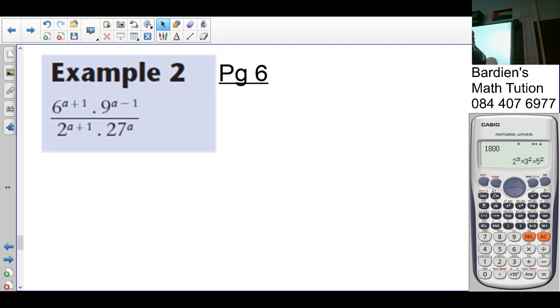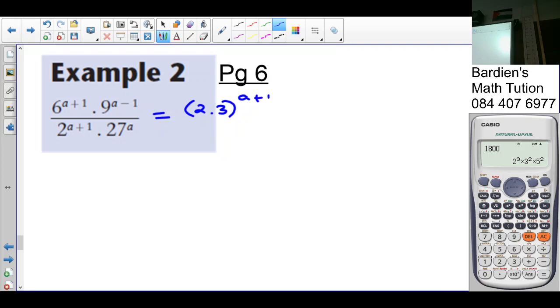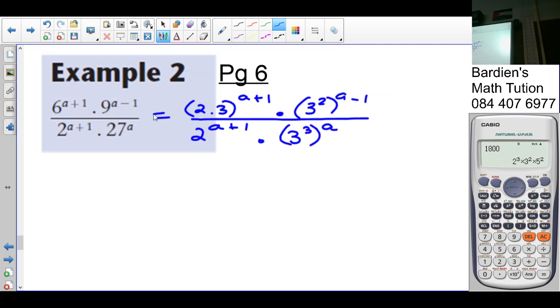Right, so writing it in products of its prime factors. 6 can be written as 2 times 3, raised to the exponent a plus 1. 9 can be written as what? 3 squared, raised to the exponent a minus 1. Over 2, it remains 2 to the a plus 1. 27 is 3 cubed, raised to the power a.